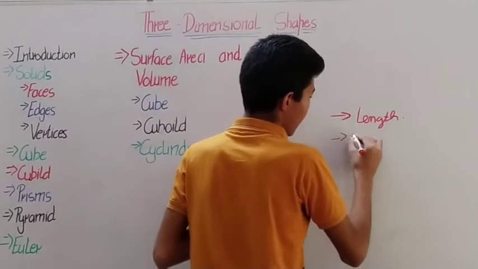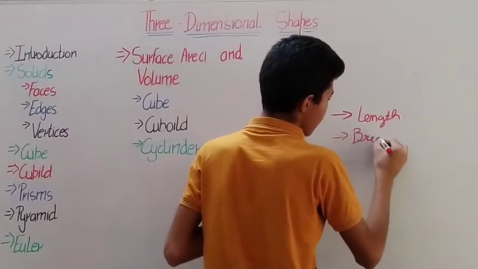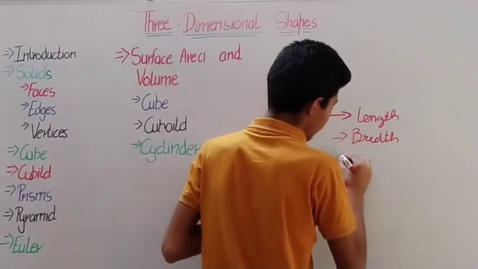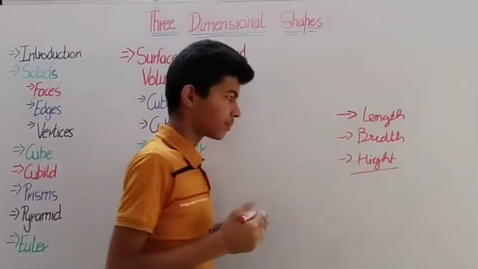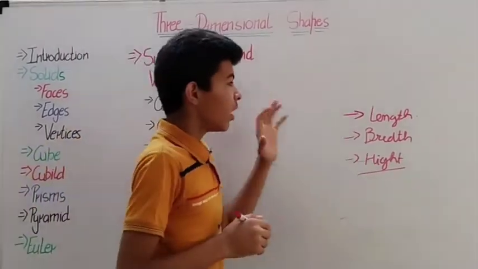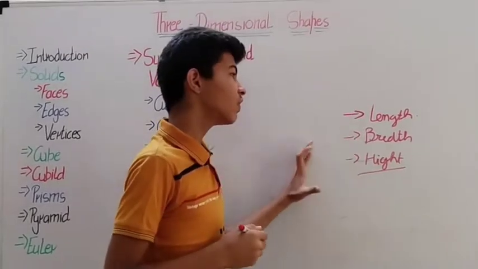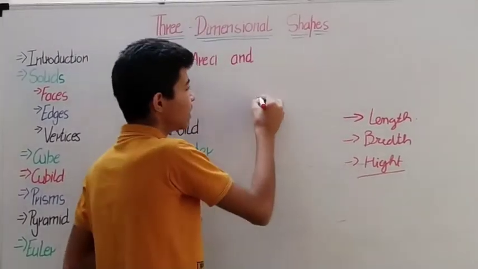length, breadth and height. So, if an object has all of these, then it is said to be 3D.